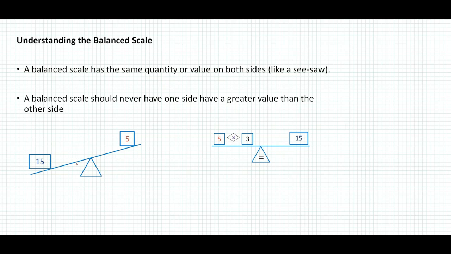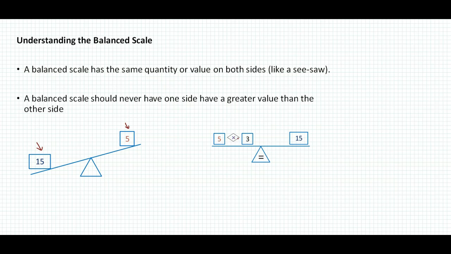So in this example, on the left-hand side of the seesaw, you can see this is 15 and this is 5. Because 15 is heavier than 5, the seesaw tilts toward the heavier side of the scale. Now, what can we do to balance this out?